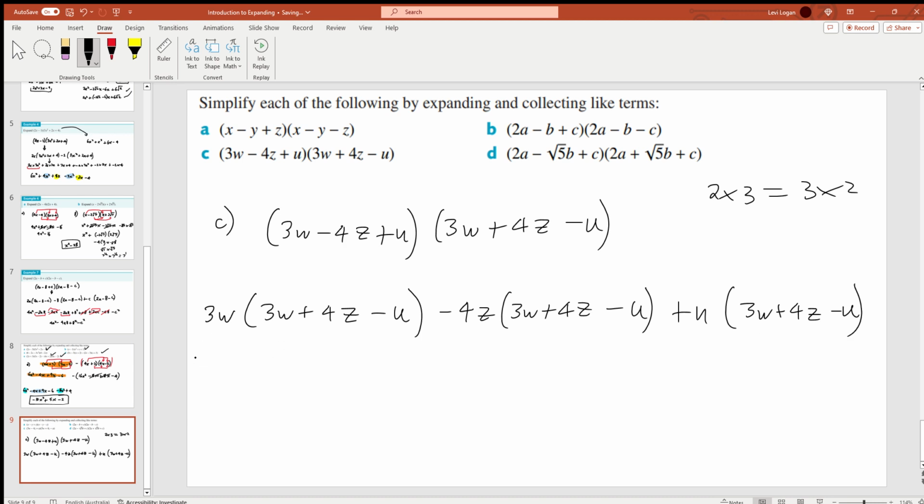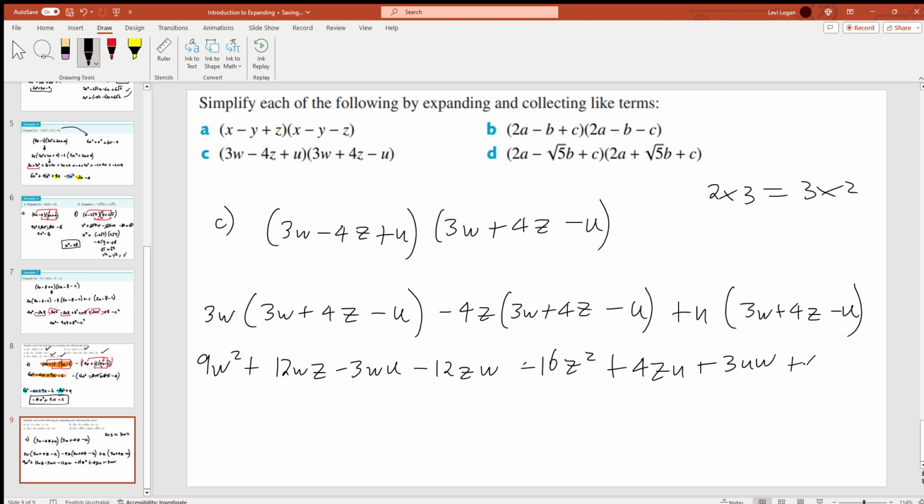So we're going to have 9w squared plus 12wz minus 3wu minus 12zw minus 16z squared positive 4zu plus 3uw plus 4uz minus u squared. Okay, now we look for like terms as same before.